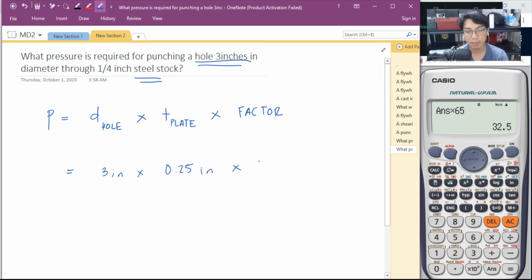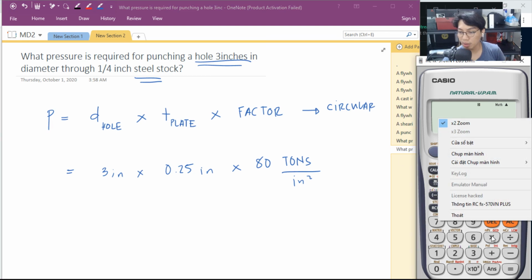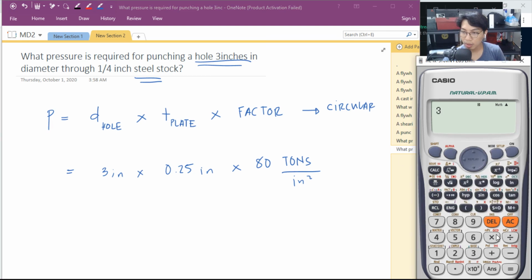What is the factor kapag steel? That is 80 tons per inch squared. Kapag ito circular hole to, for circular. Kapag naman yung shape niya is geometric, plane shape, gagamitin mo yung isa. So this is 3 times 0.25 times 80. The answer now is 60 tons.